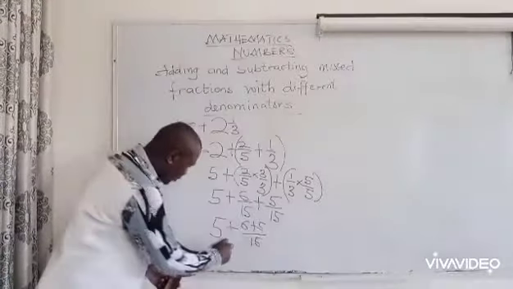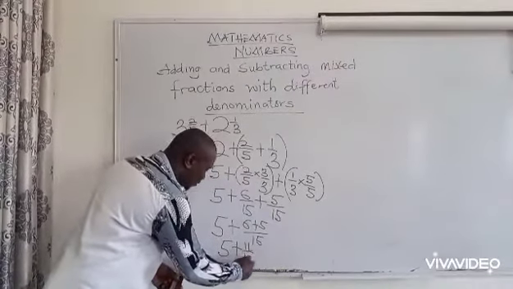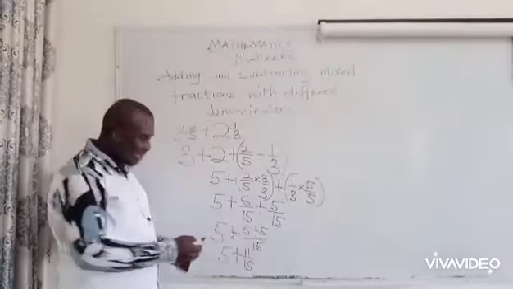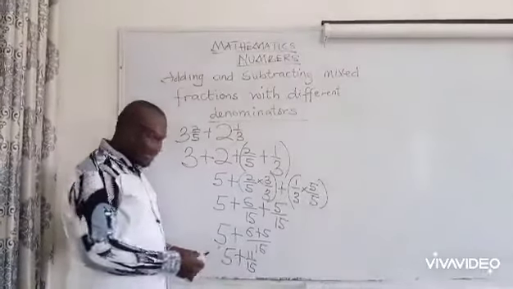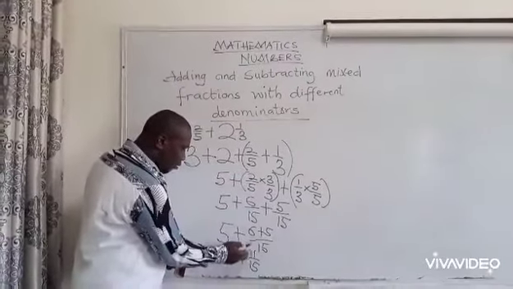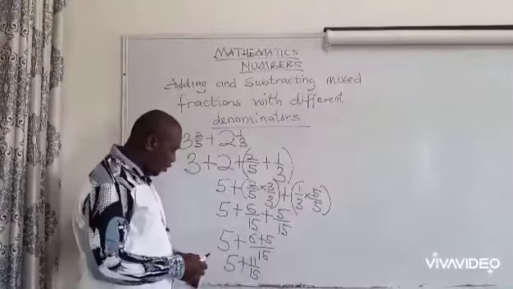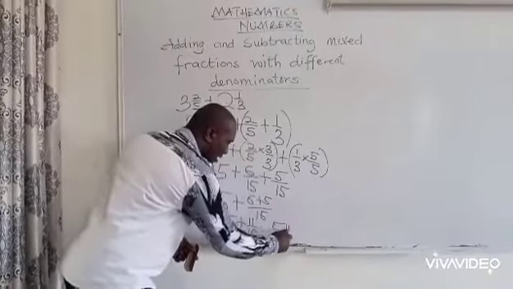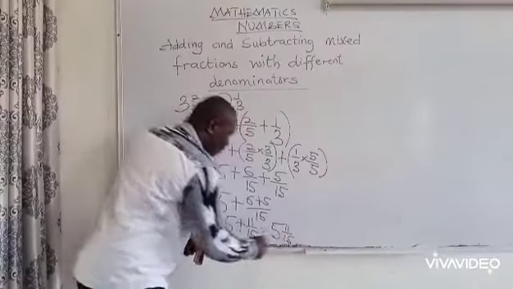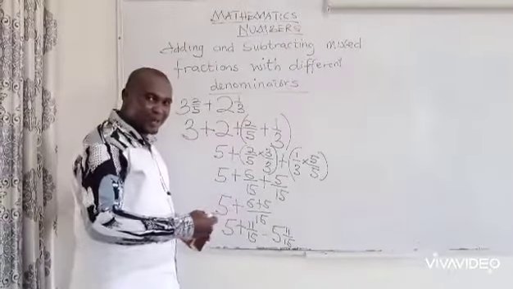To continue, we have the 5 whole number plus 11 out of 15. 11 out of 15. No number can divide both the numerator and denominator. Therefore, we add it or join it to the whole number. That is 5 whole number, 11 out of 15. It's very simple. Let's look at our second example.